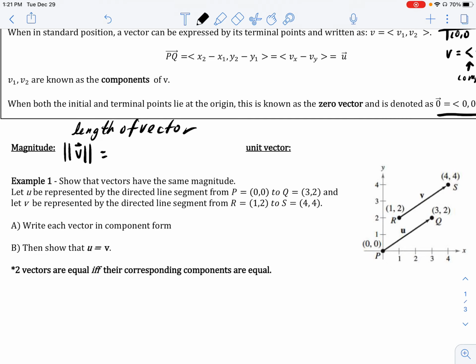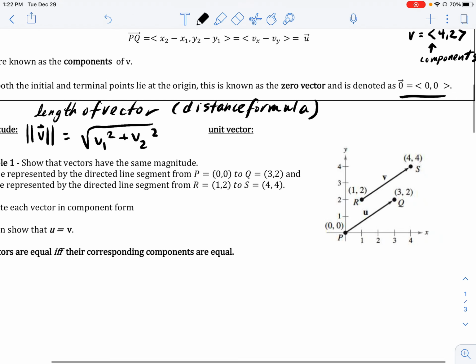And if you think about the magnitude or the length of a vector, how else in math so far have we found the distance or the length of a particular line segment? Well, we've just used the distance formula. And so if you keep that in mind, then we can see easily that the formula to find the magnitude of a vector is just the square root of v sub 1 squared plus v sub 2 squared. Again, it's just the distance formula. Now, a unit vector is simply when the vector's magnitude is exactly equal to 1. When we have a vector whose magnitude is 1, we call that a unit vector.